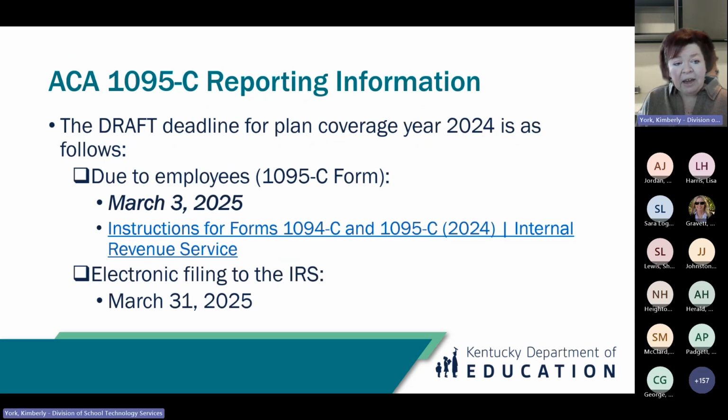So moving on to ACA, your 1095-C reporting information. The draft deadline, which I looked at today, seems to be in place, but I've got the link here for you so that you can verify that. We always appreciate that you verify this information right before you start this process. The deadline for plan coverage year 2024 is as follows. Due to employees, March 3rd, 2025. I added the link there so that you could look at it to see that it seems to be in place. It's not a draft anymore. But again, please check that if you can. And the electronic filing to the IRS is March 31st of 2025.